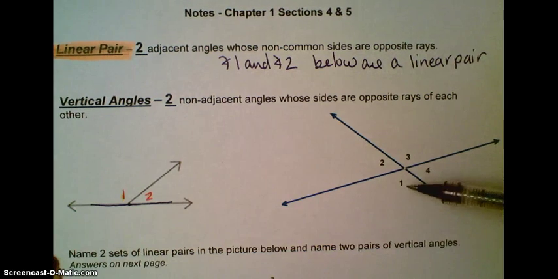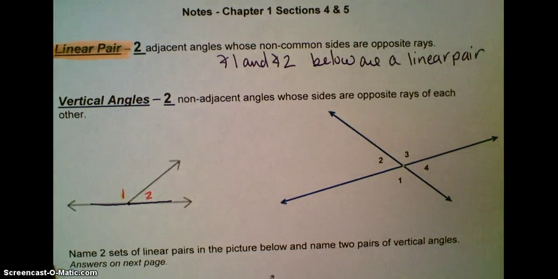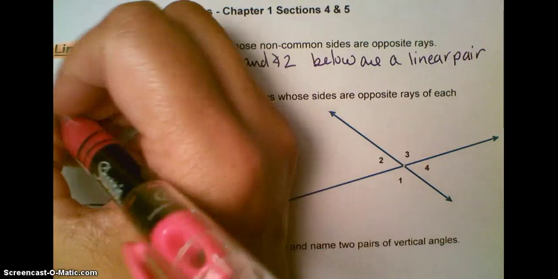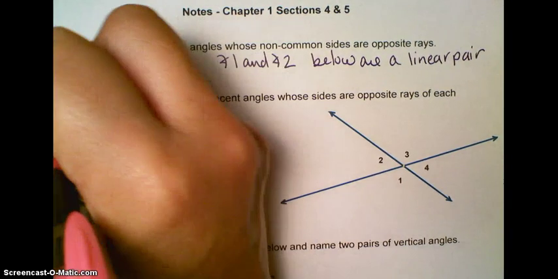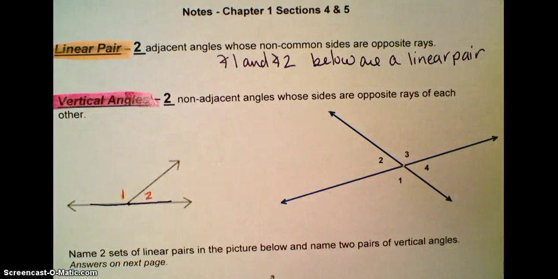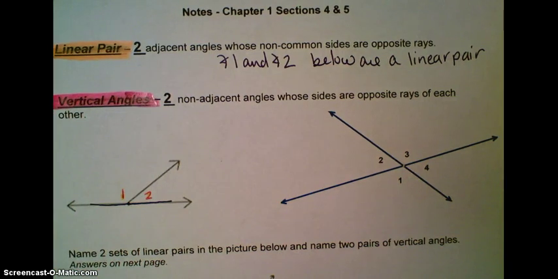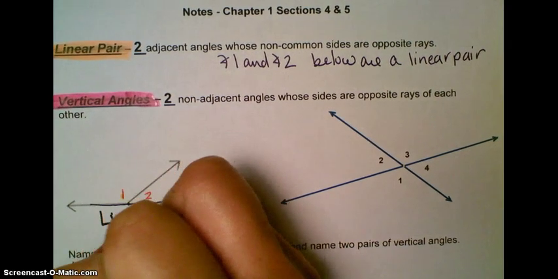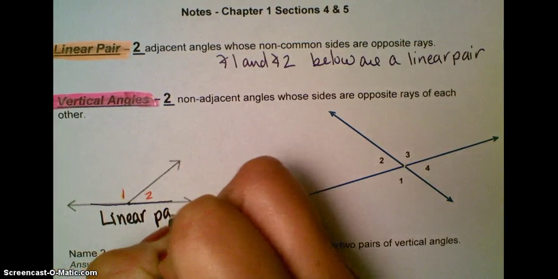Vertical angles are two, and this is a weird definition, two non-adjacent angles whose sides are opposite rays of each other. So those are going to be vertical angles. I will never ask you to define vertical angles because it's a crazy definition, but I will ask you to find vertical angles in this picture. So you'd want to say here, let's go ahead, this is a linear pair.